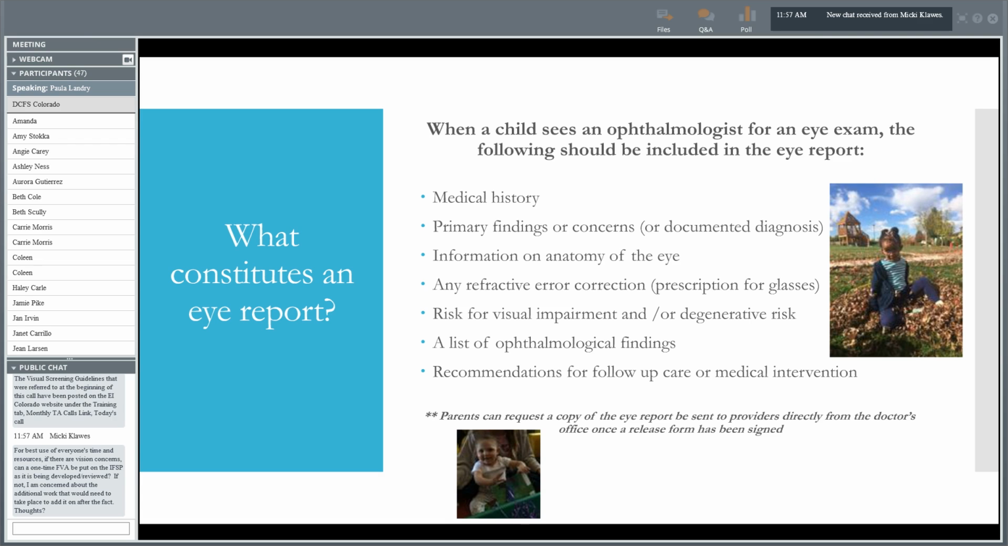And then the risk for visual impairment. Sometimes conditions are on that continuum. Sometimes they can have something mild, or there could be a pretty severe degeneration of the optic nerve or something like that. So we like to know that. And then there's usually a summary at the bottom of everything that the doctor has seen, if there are any diagnoses given and what they are, and then the recommendations for follow-up care.